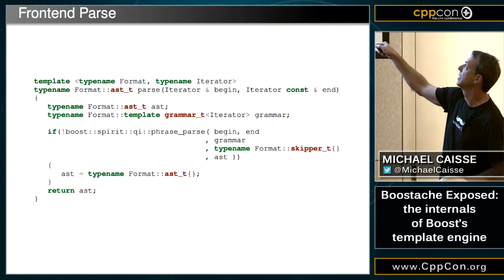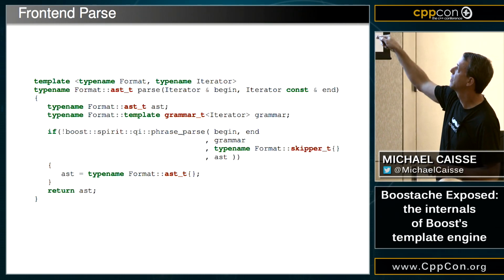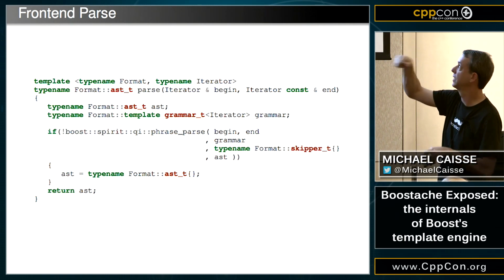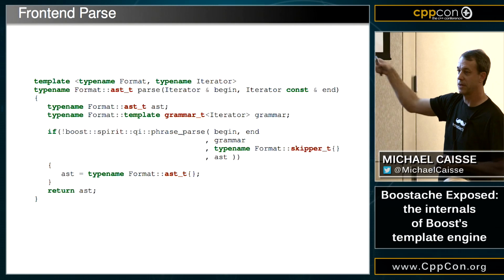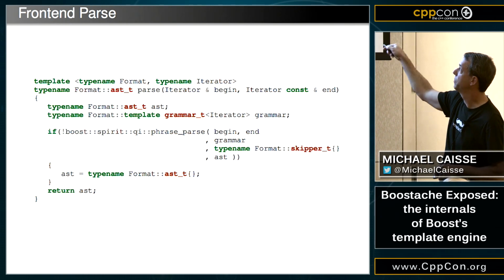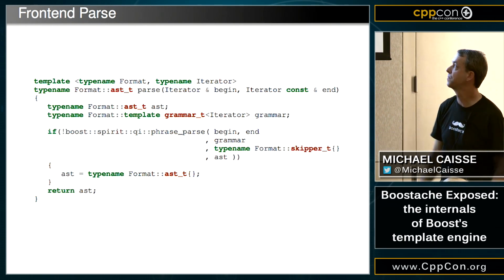This is what parse looks like. It does nothing more in parse than start using this format that we passed in to try to figure things out. We're going to get an AST. We're going to get a top node so we can start filling it in. We're going to get the grammar that is specified for this thing. And we're going to call into phrase parse for Spirit, giving it the begin and the end, the grammar, what skipper we want to use, and the top node of an AST so it can start filling this thing out.